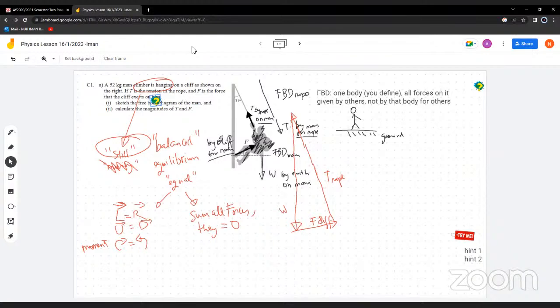I draw something new, seemingly different from your FBD. I draw the F cliff. I draw the T rope, but longer. And I draw the W also longer than what I drew, and they meet at each other's leg. Have you seen your teacher draw this before? No.